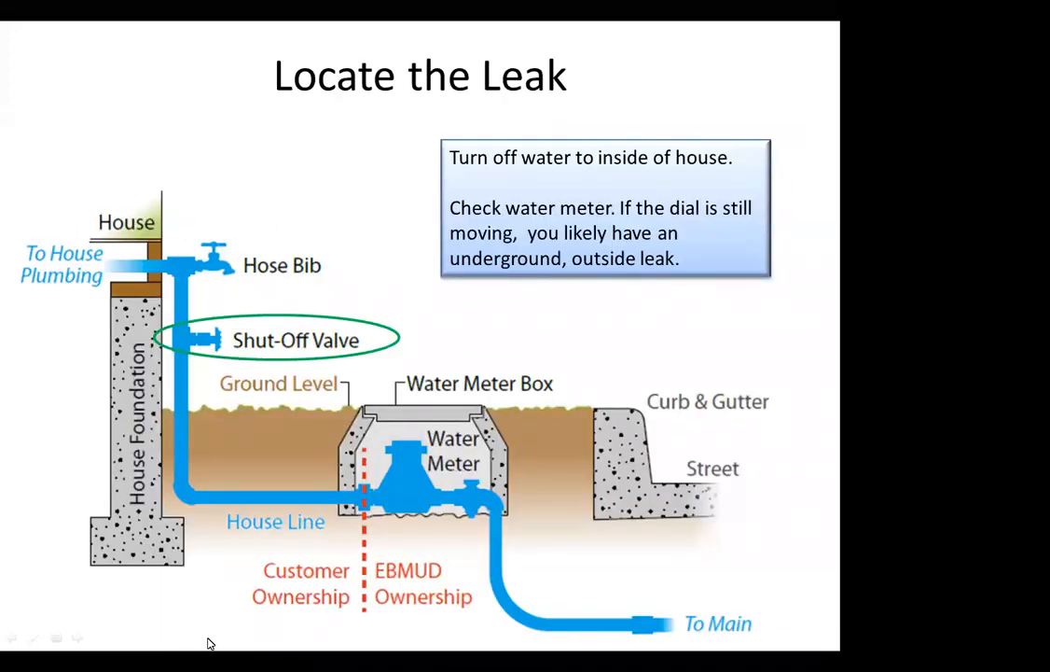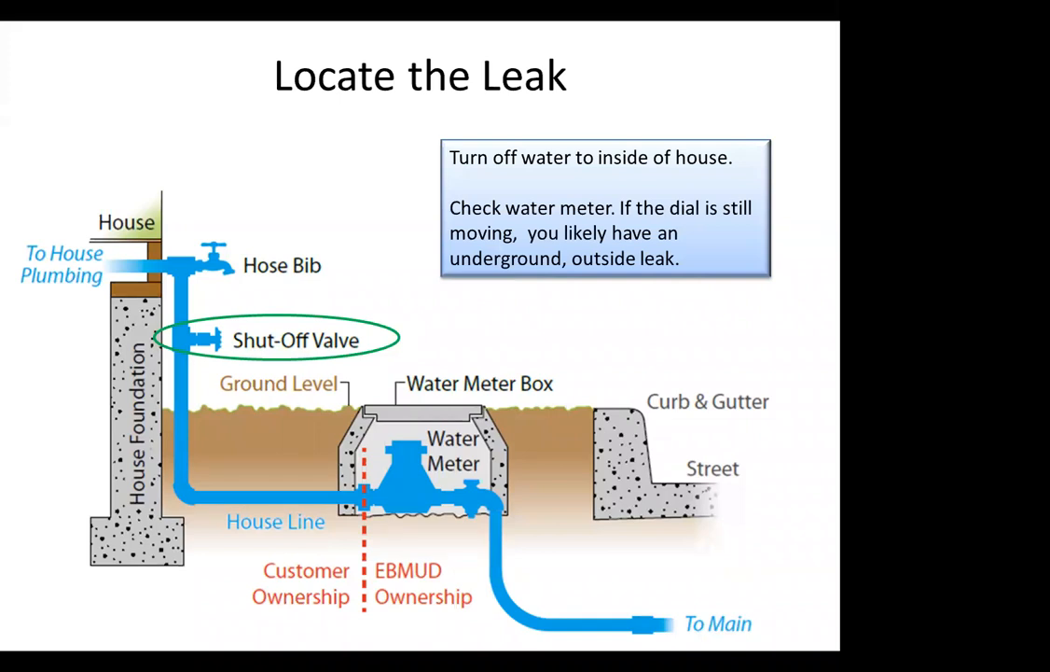Okay, so you have a leak. What now? Well, the next step is isolating whether or not the leak is indoors or outdoors. This picture shows what the water pipes and EBMUD infrastructure looks like. In the road is what is called the main line, and from the main line is a pipe connected to your water meter. From the meter is what is called a house line, and that then connects to your home. So EBMUD maintains the main line up to the water meter, but the pipes beyond the meter and on the other side of the dotted red line are the responsibility of the property or homeowner.